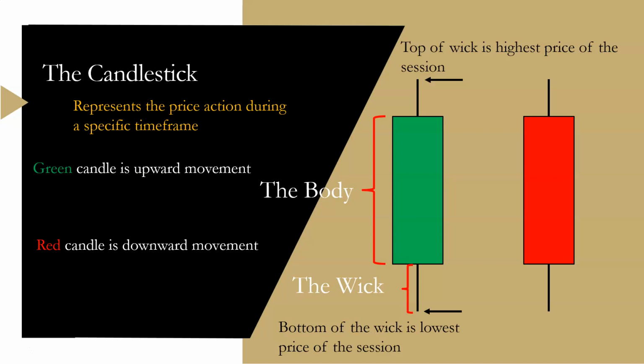So, when it comes to the body of your candlestick, the very bottom of the body is going to represent what the opening price was at the beginning of the session, whereas the top of the body is going to represent the closing price. And because your contrasting candle is going to represent downward movement, well, that would mean the top of the red candle is going to represent the opening price of the session, and the bottom of the body is going to represent the closing price of the session.